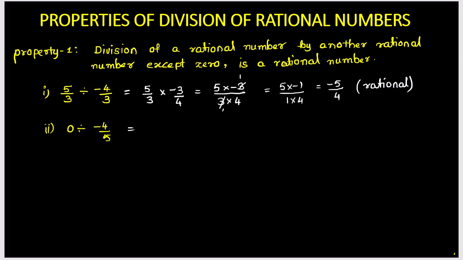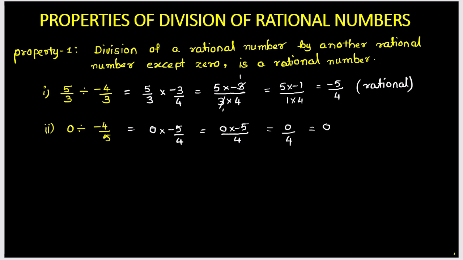Now 0 divided by minus 4 by 5, how will you write? Dividing by minus 4 by 5 is nothing but multiplying by its reciprocal. What is the reciprocal of minus 4 by 5? That is minus 5 by 4. When you change the division symbol to a multiplication symbol, then you have to write the reciprocal of the rational number. That implies 0 is multiplied by minus 5 upon 4. So 0 into minus 5. If 0 is multiplied by any number, you know that the result is 0, so 0 by 4. If 0 is divided by any number, again 0 you get.